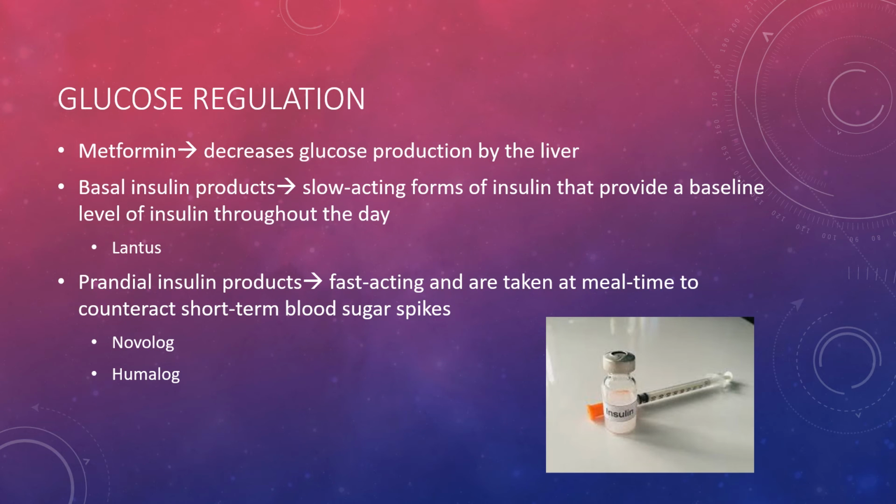Glucose regulation. So I think the thing that probably comes to most people's minds would be insulin, but the most commonly used oral medication would be metformin. So it just decreases glucose production by the liver. Basal insulin products, things that are slow acting, that provide a baseline level of insulin throughout the day, things like Lantus, and then prandial insulin products, so fast acting and taken at mealtime to counteract short-term blood sugar spikes related to that consumption of food, so things like Novolog and Humalog.